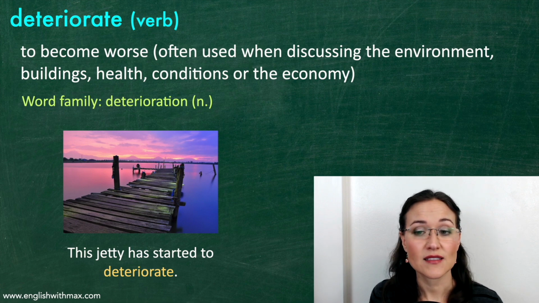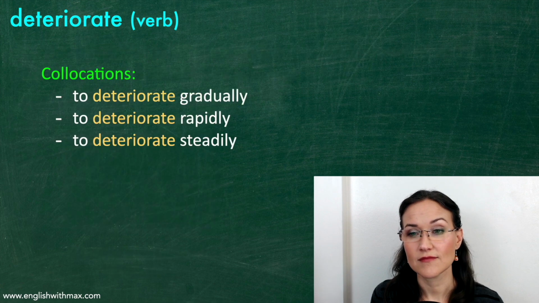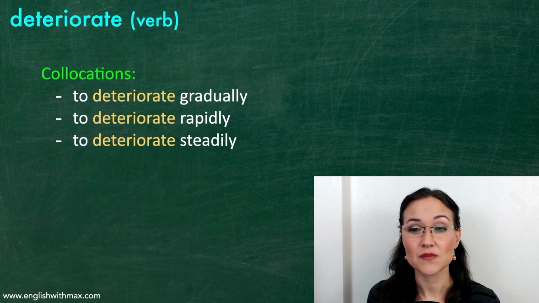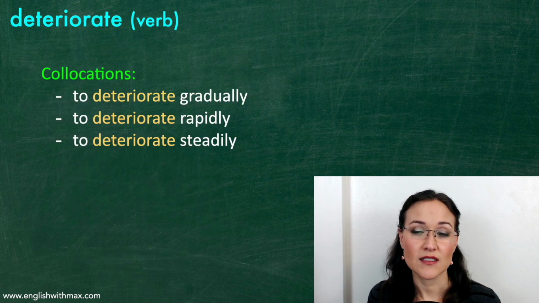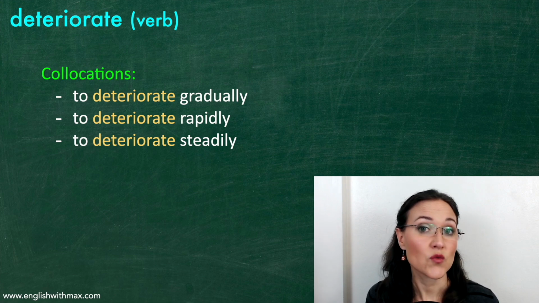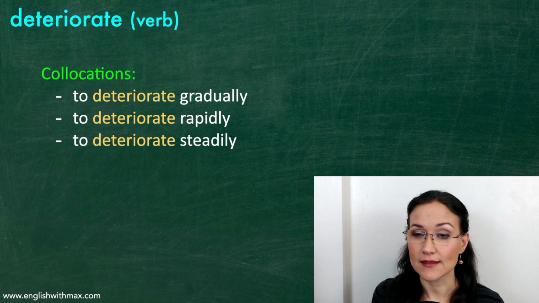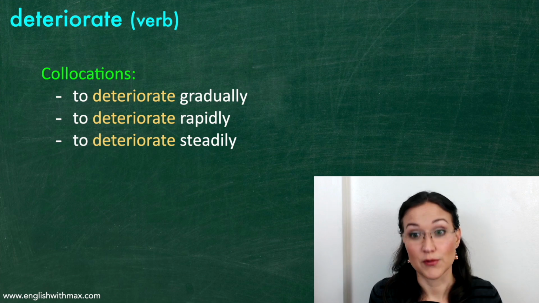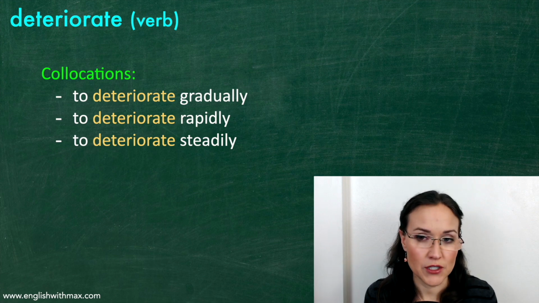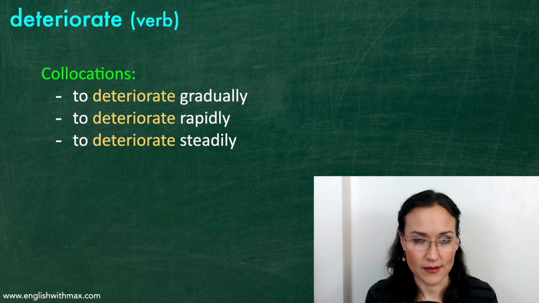This jetty has started to deteriorate. Here are a few collocations. To deteriorate gradually. To deteriorate rapidly. To deteriorate steadily. You can also put the adverb before the verb, so you can say to gradually deteriorate, to rapidly deteriorate, and to steadily deteriorate.